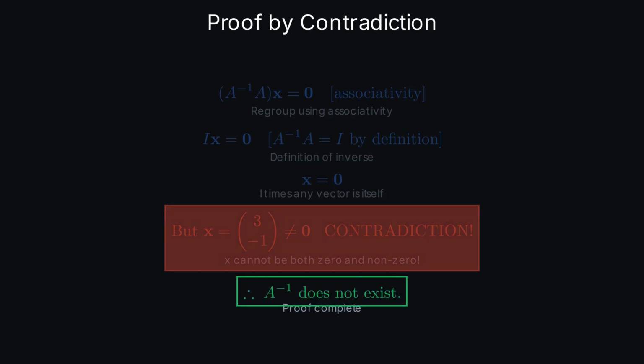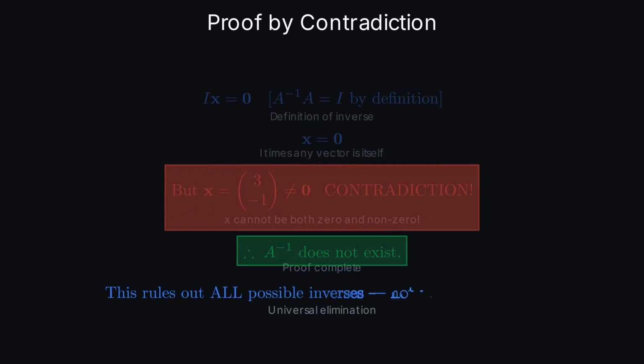Notice that this argument doesn't depend on any particular method for finding inverses. It eliminates all possibilities at once. The converse holds too. If Ax equals 0 only when x is 0, the columns are independent, and the inverse exists. A non-trivial null vector is the exact dividing line between invertible and singular matrices.